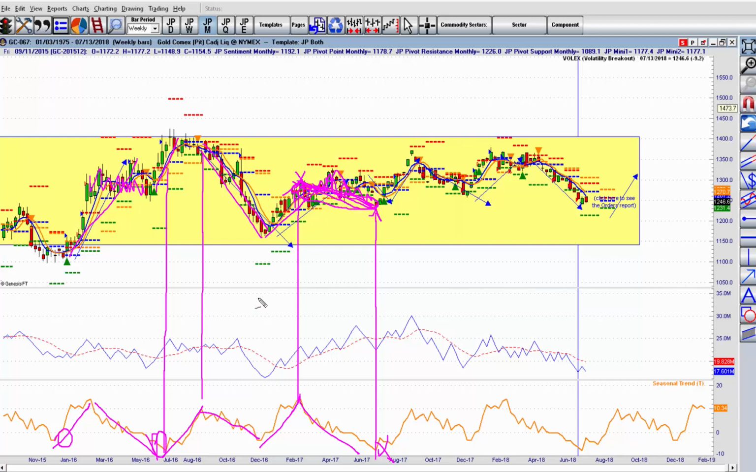So yes, sideways to down is seasonally weak. It did adhere to its seasonal weak period in that time frame. It's supposed to go up, it does go up. It's supposed to go down, it does go down. It's supposed to go up, it does go up. It's supposed to go down, and boy, baby, it has gone down.